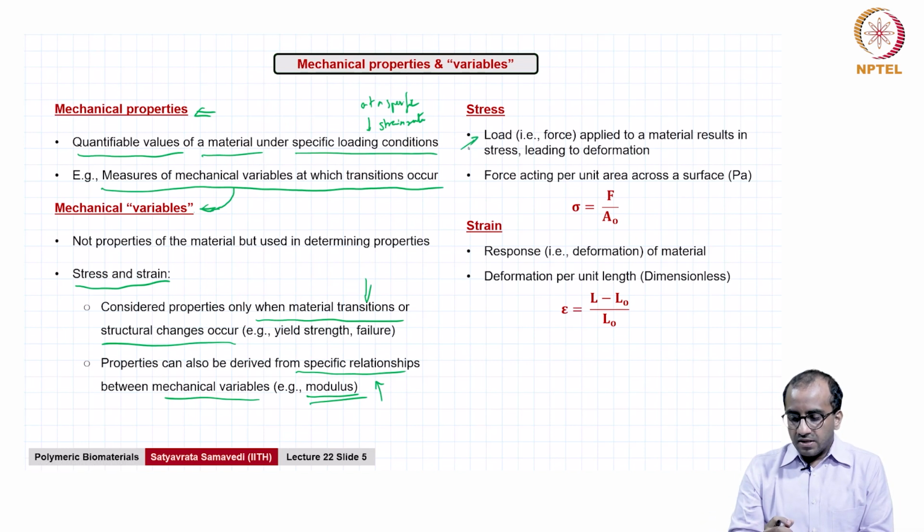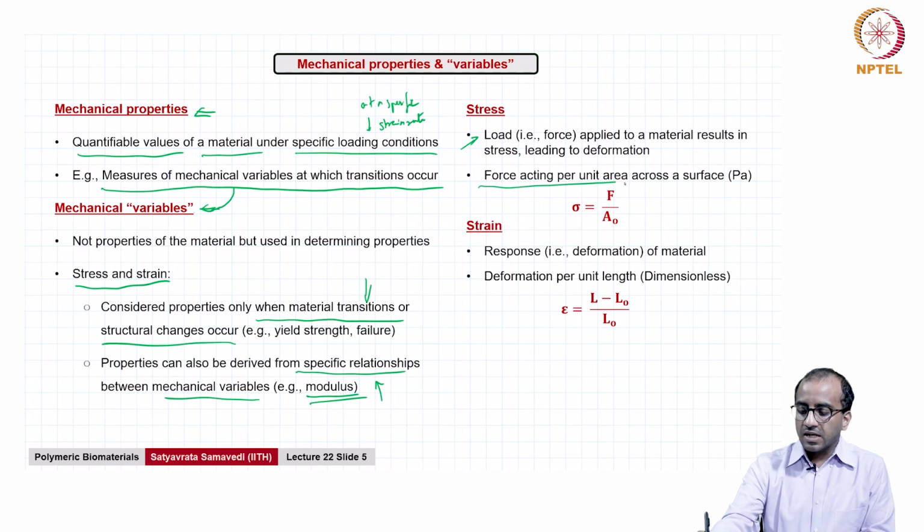Stress can be thought of as occurring from a load or a force that is applied to a material that leads to deformation. From a physics perspective, it is simply the force acting per unit area across a surface, and units will be in pascals, and stress is typically given as sigma is equal to force over area.